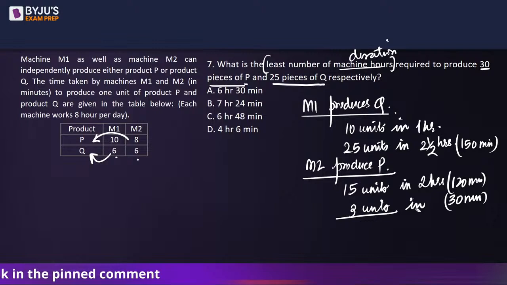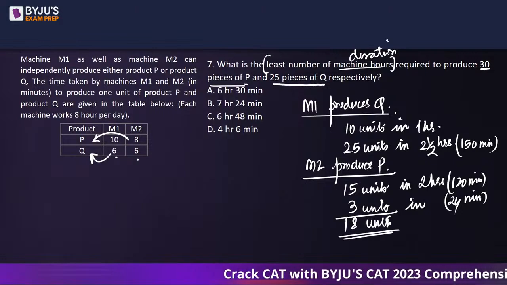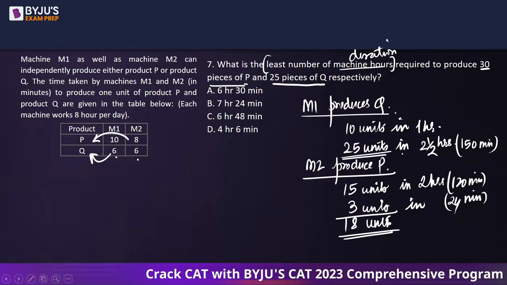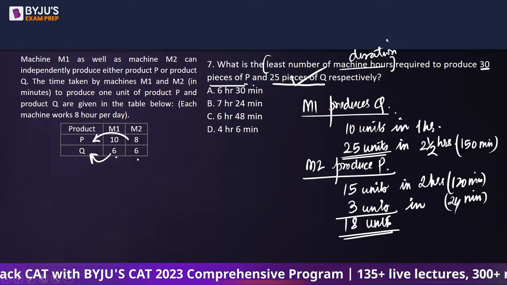So it will not be utilizing the entire 30 minutes. It will be utilizing only 24 minutes, right? So it ends up producing 18 units. And we have all the units of Q being produced. P is still left.